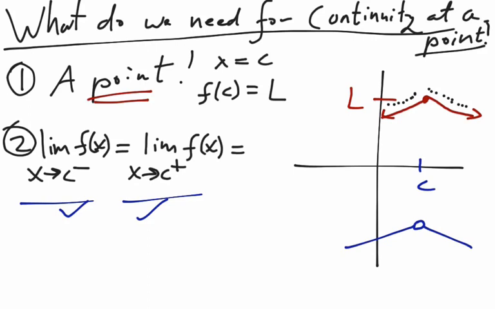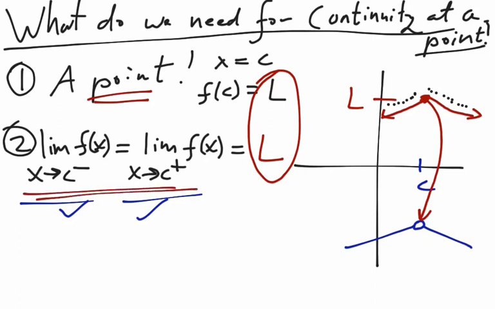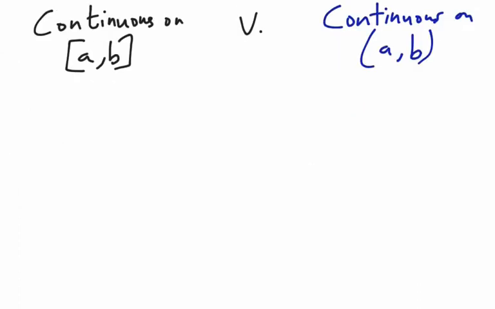In order for this to be continuous, the last thing is that these two one-sided limits must also be equal to the value of the point. You could think of it as, well, we have some point up here and we're dropping it down to be wherever this limit is. So that's what we need for continuity at a point. We need a point where f of c equals L, and we need the two limits to be equal to L as well. Continuity with functions is pretty intuitive when you think about it.